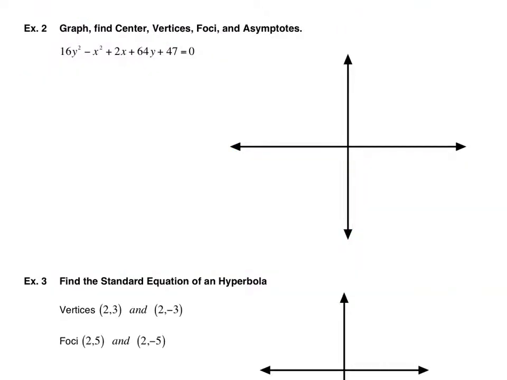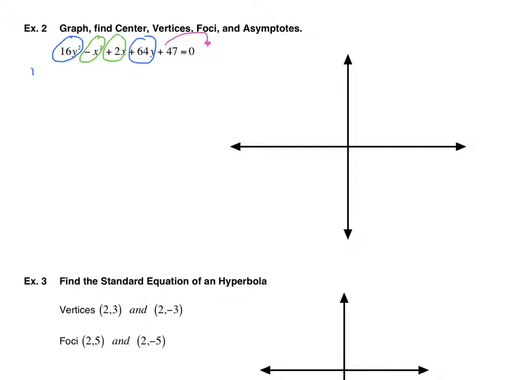So look at this. This time it's very similar again to what our example 2 has been in 8.1 and 8.2. We have to do what first? Yeah, we have to get this into standard form. So to do so, I'm going to put my y terms together, and then my x terms together, and then we're going to move this 47 over to the right side by subtracting it. So here we go.